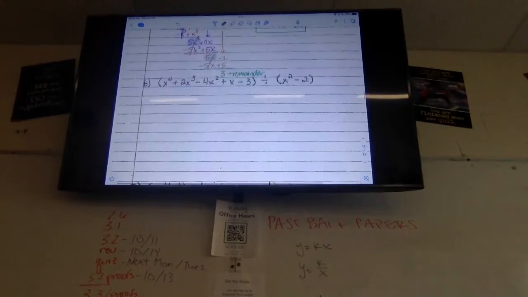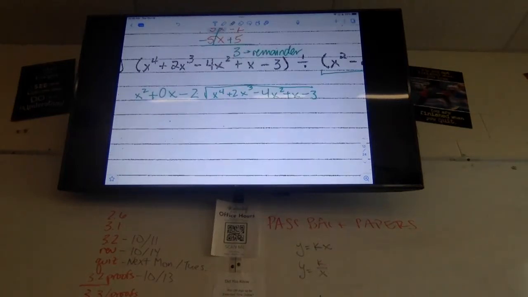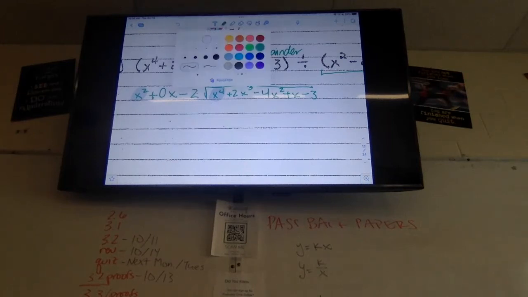Okay. I'm going to set us up with it. Since I've got an x squared minus 2, I need to give space for an x term, so I need to set it up as x squared plus 0x minus 2. And then I put everything under the long division sign: x to the 4th plus 2x to the 3rd minus 4x squared plus x minus 3. And then I keep doing my thing. What times x squared gives me x to the 4th? I'll be quiet so you guys can try yours on your own, but I'll have my work up here as you go.